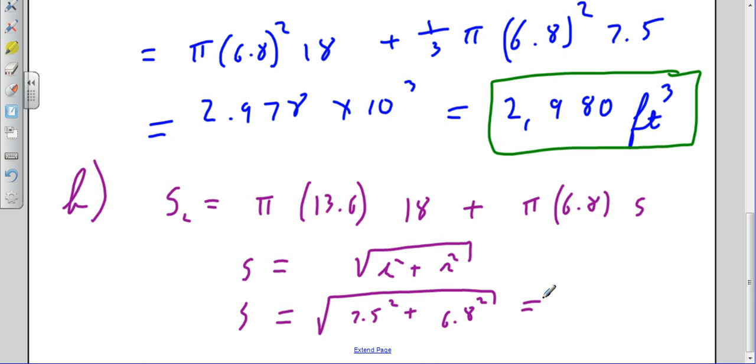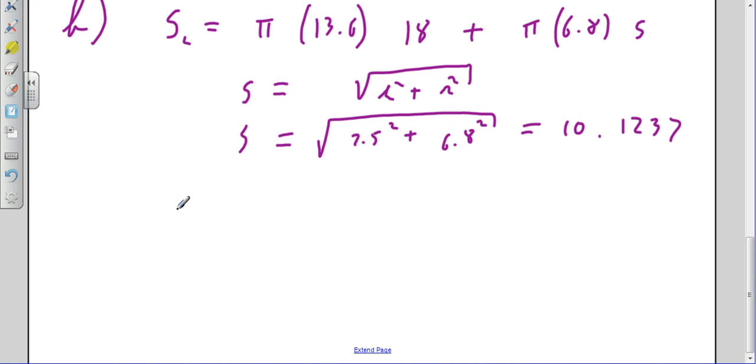7.5 squared plus 6.8 squared. I'm going second function, square root, second function, answer. So I've got 10.1237. Okay, so now I'm going to go to the lateral surface area. I'm going to start with this number and work back that number.